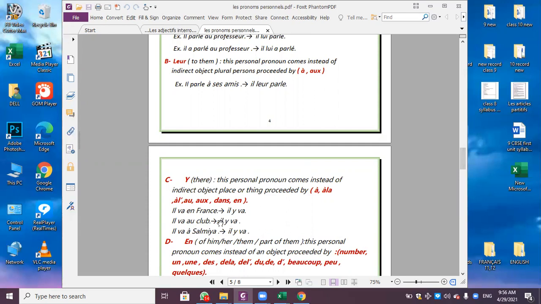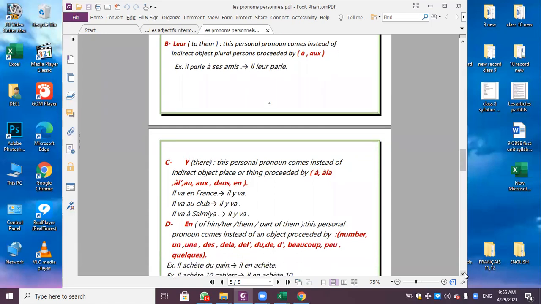Ils vont en France, ils y vont. Il va au club, il y va. Il va à Salmia, il y va. Here, place or things preceded by these prepositions. En means of him, of her, of them, part of them. This personal pronoun comes instead of an object preceded by a number, un, une, des, du, de la, de l', beaucoup, plusieurs, quelques, etc.